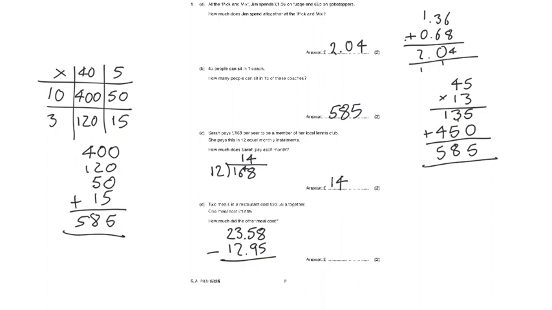8 take away 5 is 3. 5 take away 9 we can't do. So we borrow one from here. 15 take away 9 is 6, 2 take away 2 is 0, 2 take away 1 is 1. Make sure the decimal points are lined up, £10.63.